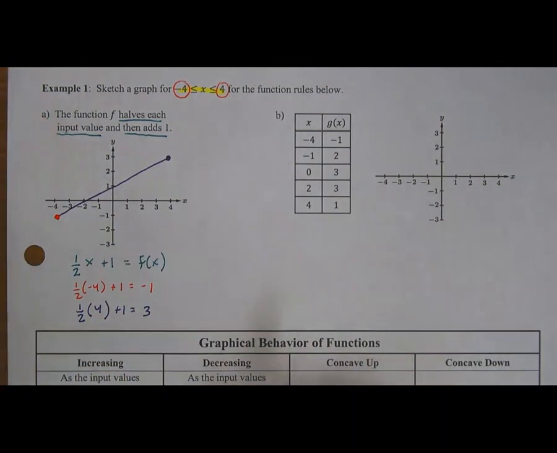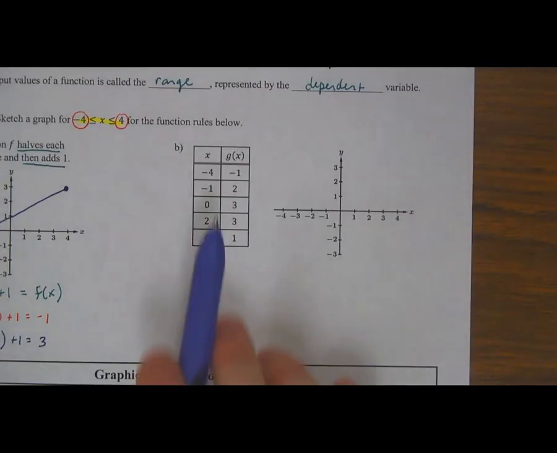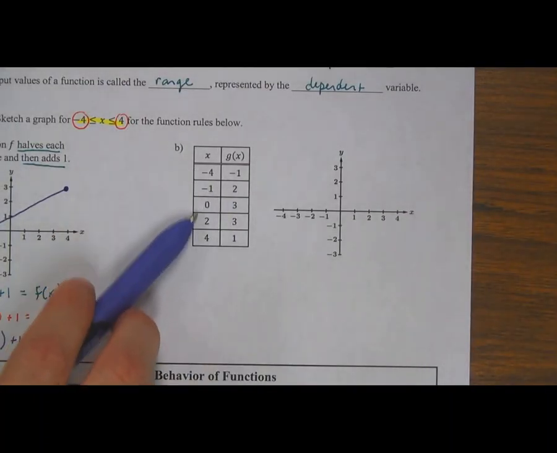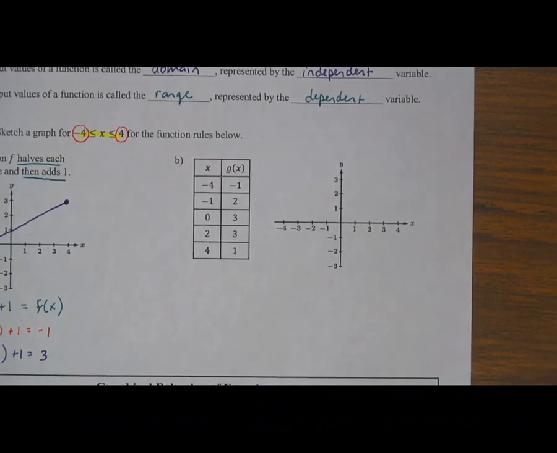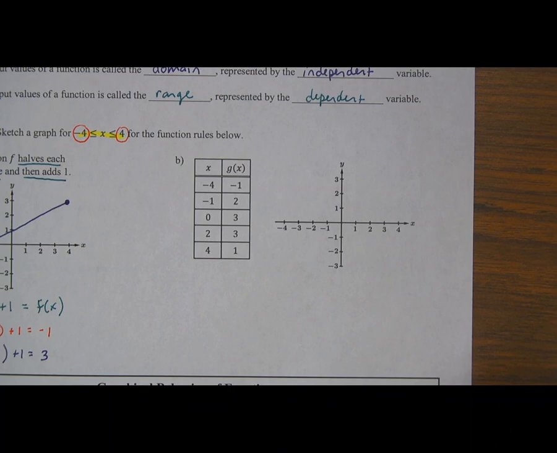It says sketch a graph. There it is. B is going to seem so much easier and less mathy than that. All we have is a table of values. We have 1, 2, 3, 4, 5 ordered pairs. Graph those points. Do not connect them, and I'll tell you why in just a second. Just graph the points and leave them disconnected.